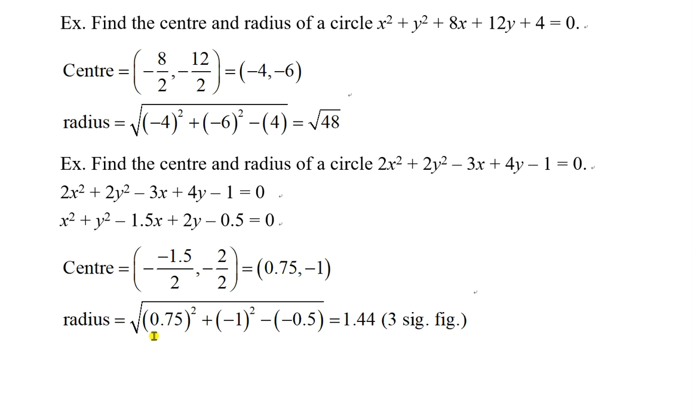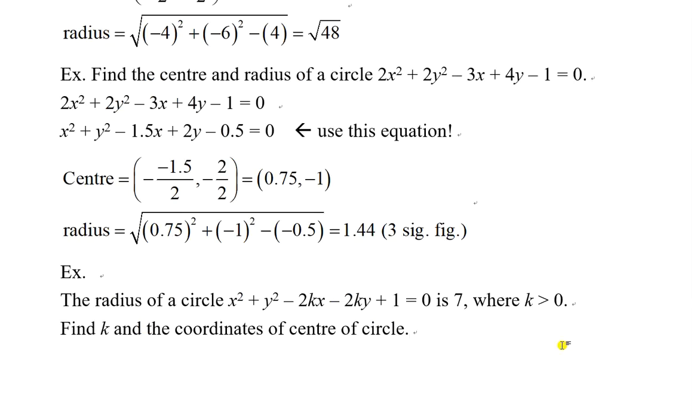And the radius will be 0.75 bracket square plus negative 1 bracket square minus negative 0.5, minus the constant. Okay, we use this equation. And finally, you get 1.436 something. We round it off to three significant figures, that is 1.44. Okay, we try one more example.